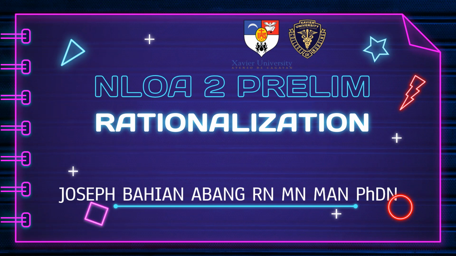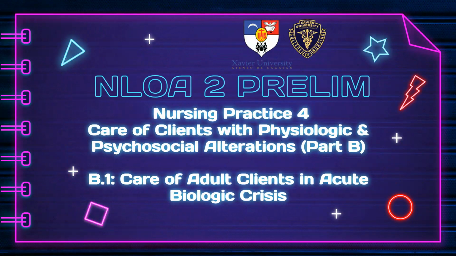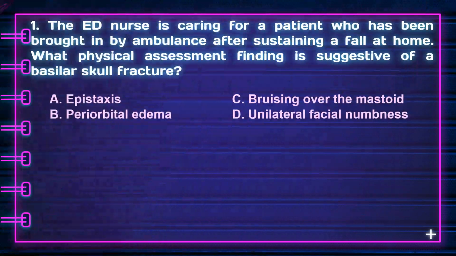This is Joseph Bahian Abang, and I'm in charge of discussing nursing practice for care of clients with physiologic and psychosocial alterations, Part B, care of adult clients in acute biologic crisis. Let's begin. Question number one.